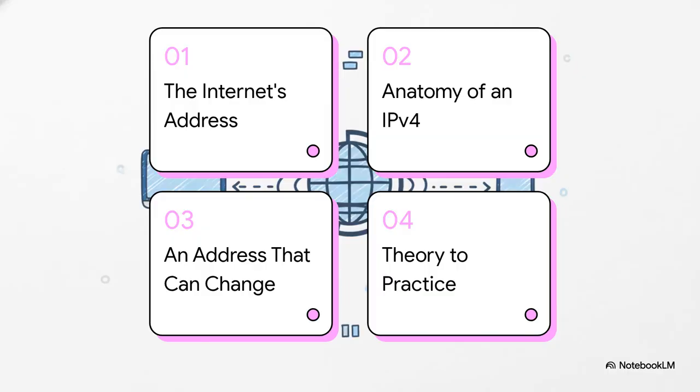All right, here's the game plan. We're going to tackle this in 4 quick parts. First up, we'll start with the big picture idea, what an IP address even is. Then we'll zoom right in and look at its anatomy, how it's actually built. After that, we'll uncover a really surprising fact: your address can actually change. And finally, we'll get our hands dirty and put it all into practice.